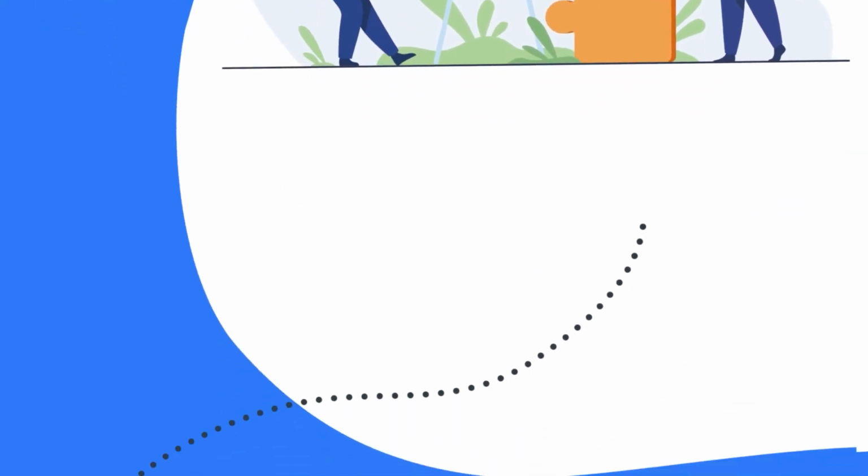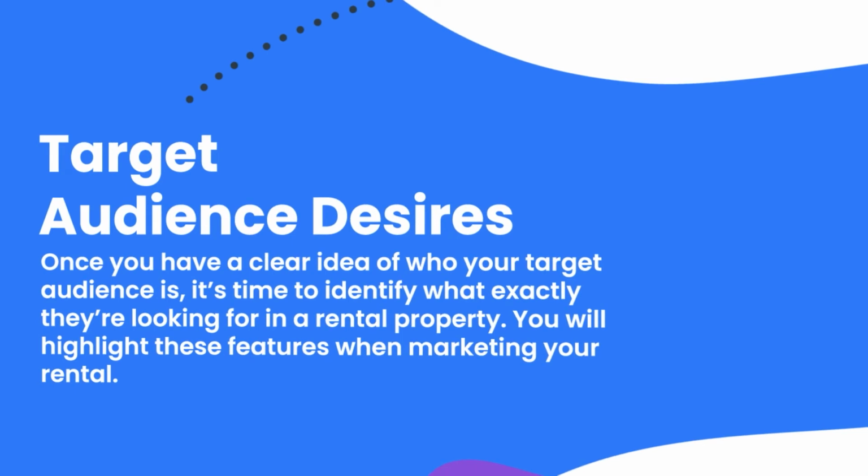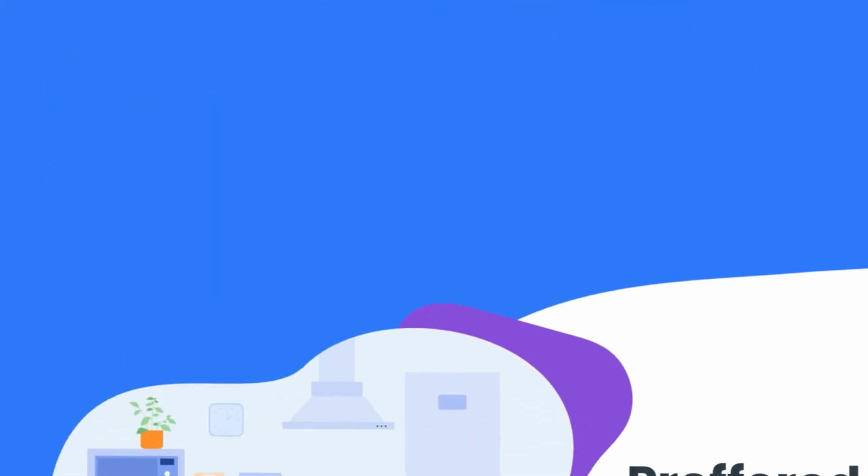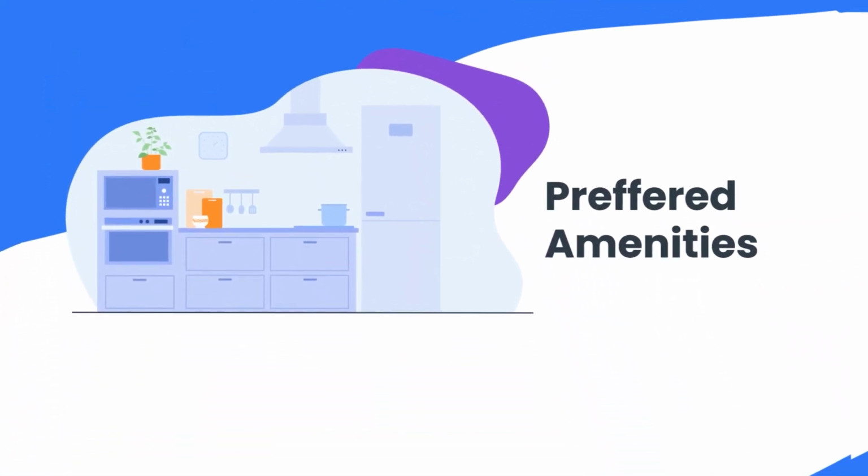Once you have a clear idea of who your target audience is, it's time to identify what exactly they're looking for in a rental property. You will highlight these features when marketing your rental. If you choose to work backwards, you would do this step first. Start by assessing what amenities your property offers and what's special about your property's location. Then determine who your target audience is based on who desires the features of your property.